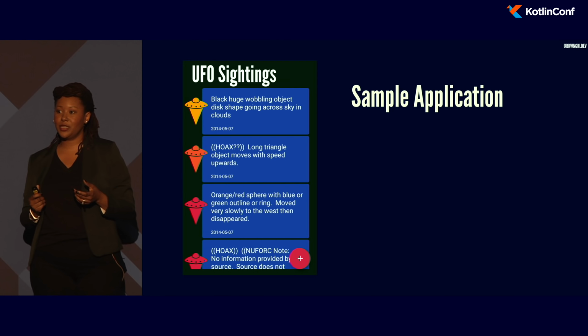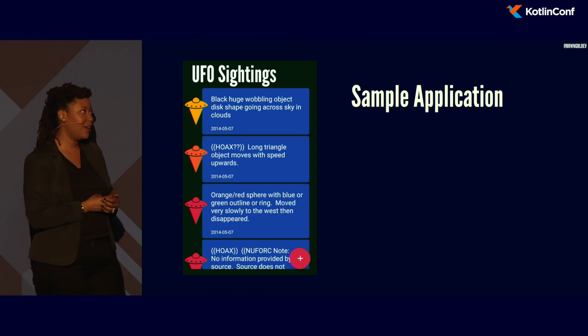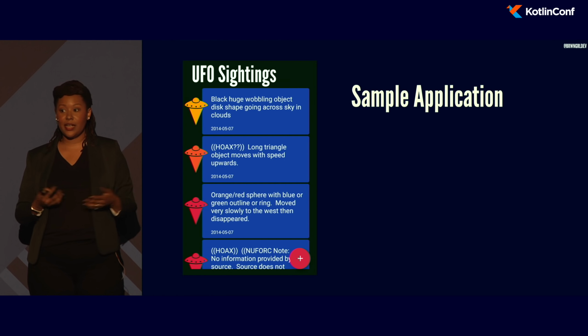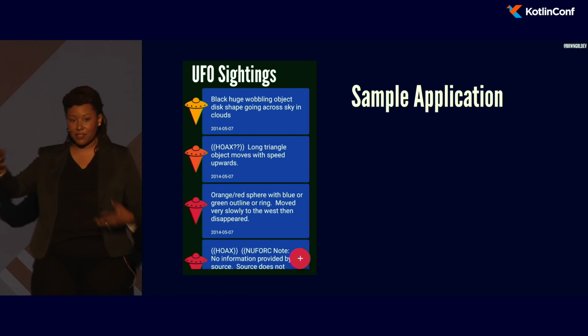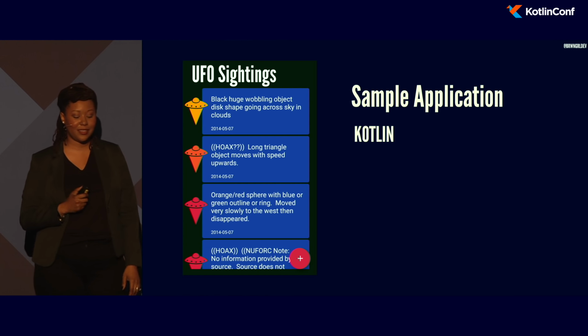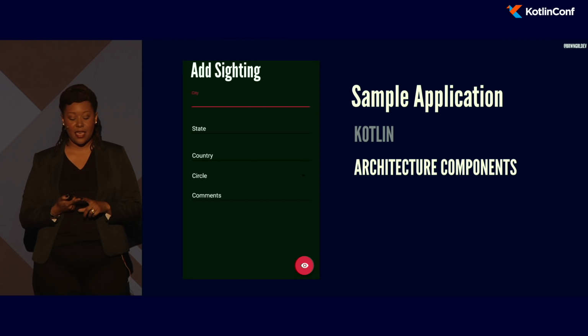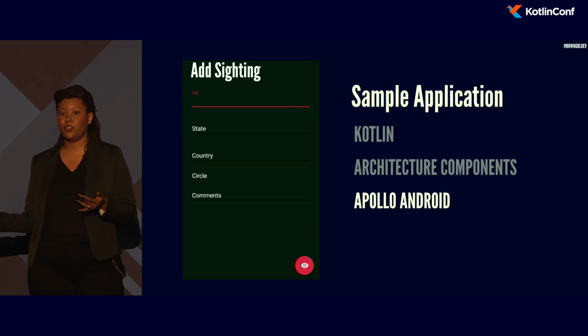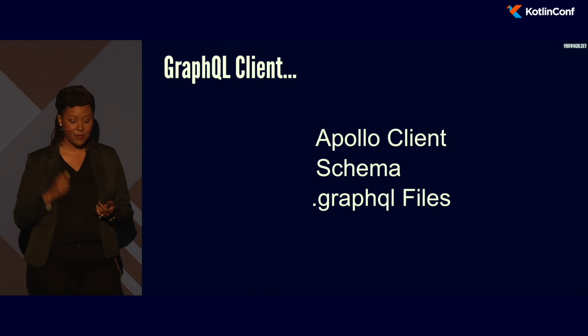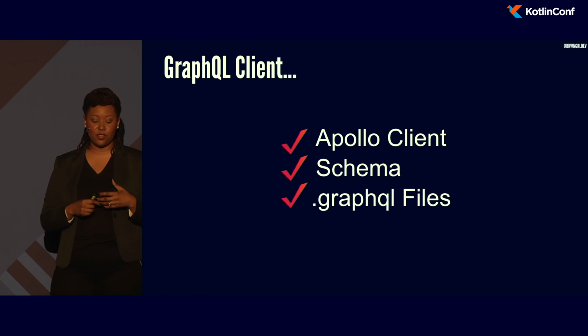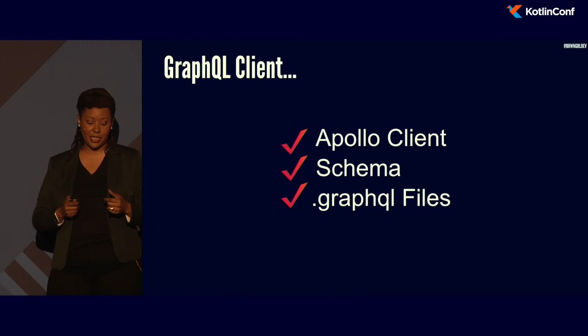I'm an Android developer, so I made an Android app. And it just displays these UFO sightings. I'm also not a designer, so it looks like this. But it works, it reads the data and it creates new sightings. So it's written in Kotlin, it uses architecture components, and then also Apollo Android for the client. So let's see how we can take all these pieces together to create our Android application.